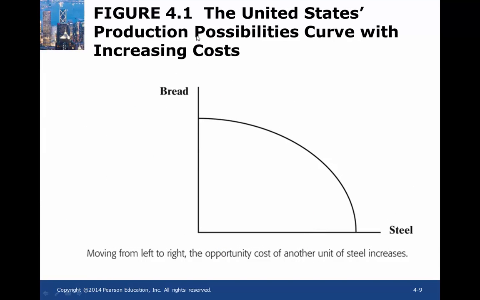Look at this diagram 4.1. This is the United States production possibility frontier. You can see, look at my cursor, this production frontier is a bowed-out shaped curve that shows that the opportunity cost of earning steel is greater. So this is a production possibility curve with increasing cost. Moving from left to right, the opportunity cost of another unit of steel increases.